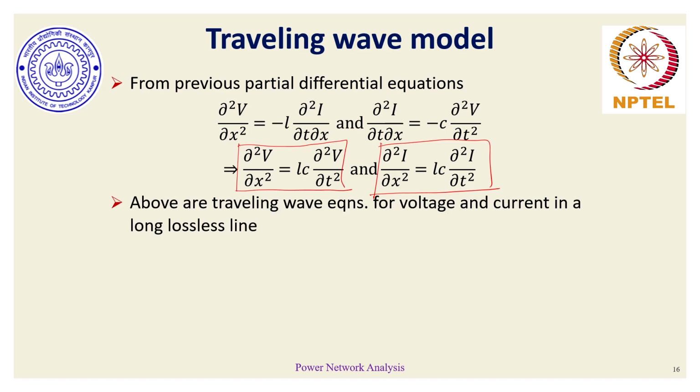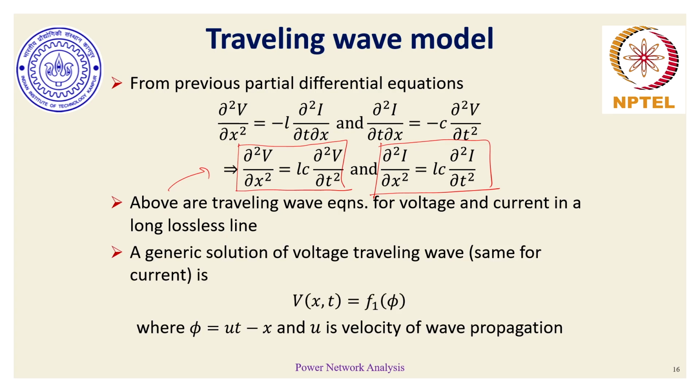So the above equations pertain to travelling wave equations for voltage and current in a lossless long line. A generic form of solution for a voltage travelling wave, same for current, can be written as V of x, t equal to F1 of phi, where phi is ut minus x. I still have to define what small u is. Please have patience, I'll get into those details in the next few slides. So phi is ut minus x, and the general form of solution can be in terms of F1 of phi.